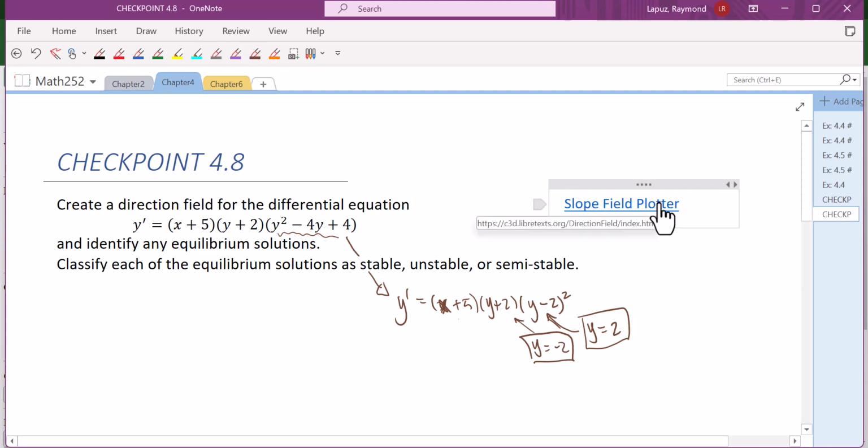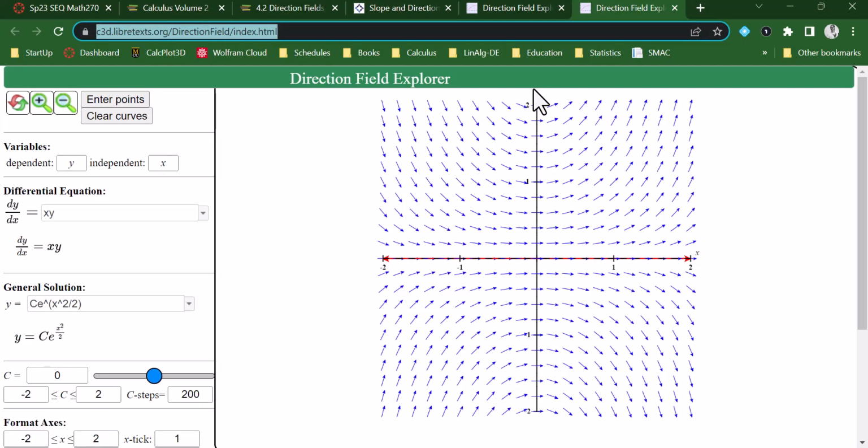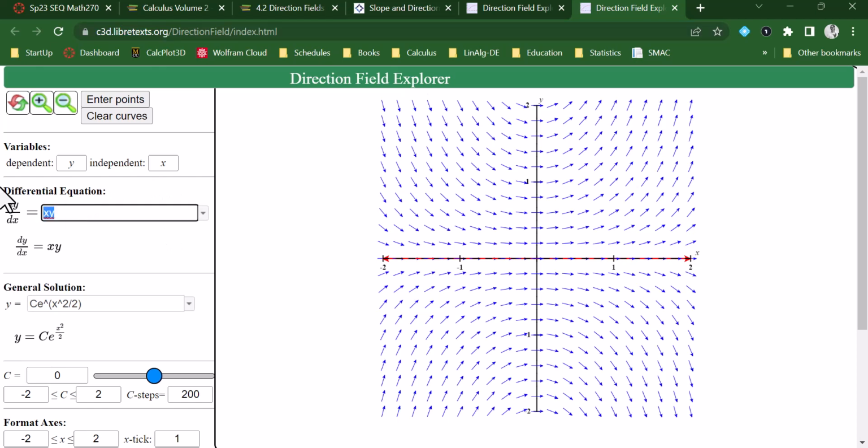So let's get to the slope field plotter, and you can just Google it. There's a lot of different slope field plotters out there, and here is one that I just saw. And so we need to input this equation. I think it was x plus 5, and then y plus 2, and then y squared minus 4y plus 4. Let's go ahead and graph that.